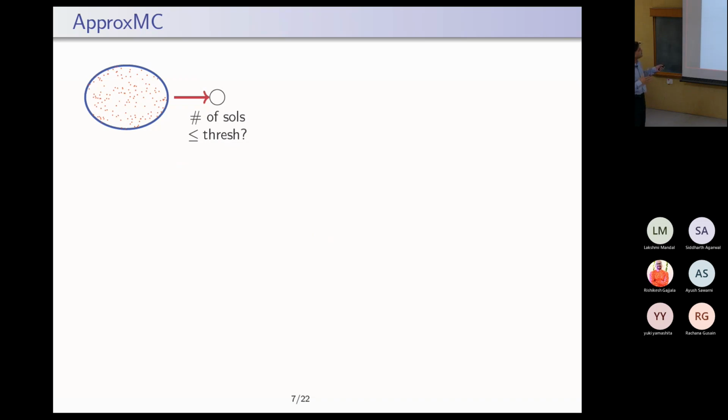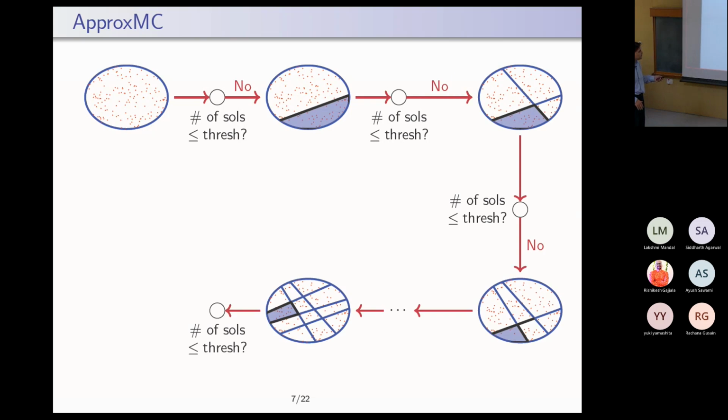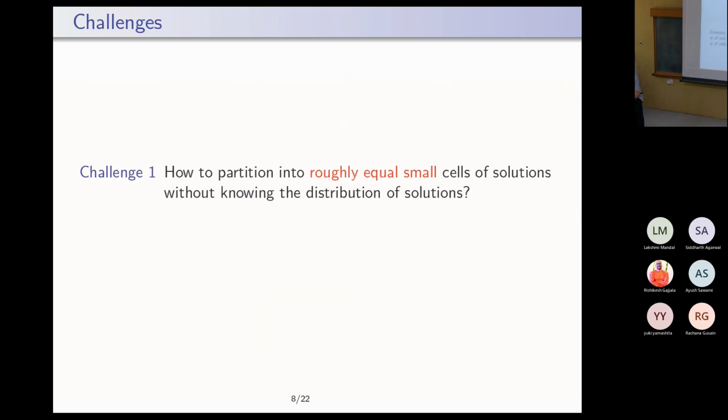This takes time or space which is proportional to the value of the threshold. So you just count, and if you have more than the threshold number of solutions, you stop and say no. If the answer is no, you partition the space into two parts. You again check if the number of solutions is at most the threshold. You keep doing it until you find a cell where the number of solutions is less than or equal to the threshold. The complexity of this process depends on both the depth of this recursion, so how many times you do the partitioning, and also the complexity of finding out whether the number of solutions in a particular cell is at most the threshold or not. And the final estimate is just the number of solutions times the number of cells.